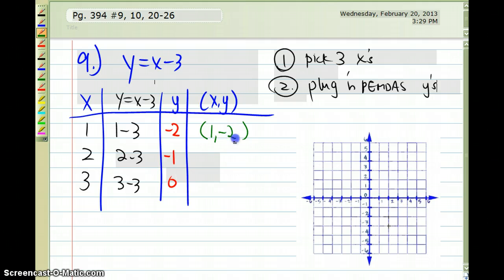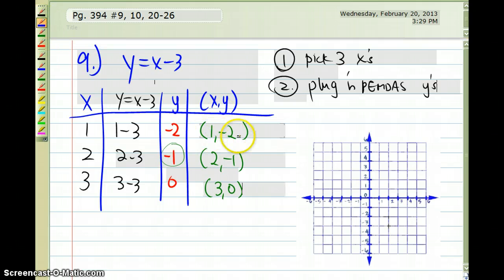Now all of these answers give me solutions on my line. 1 comma negative 2 would be an ordered pair, or we can also call that a coordinate. 2 comma negative 1 is also another coordinate, so 2 coming from the x and negative 1 coming from the y. And the last one would be 3 and 0. So then I'm going to go over here to my graph and graph all 3 of those points.